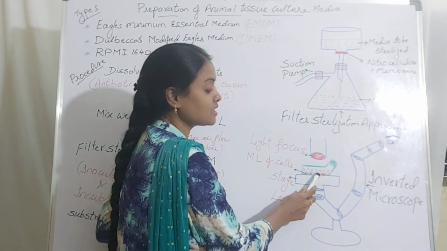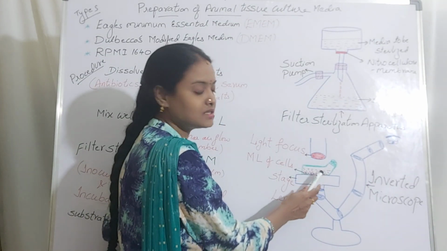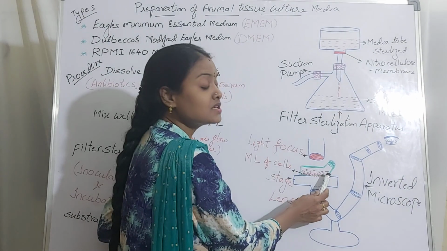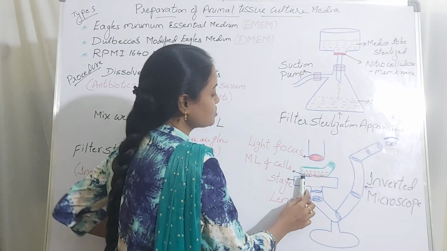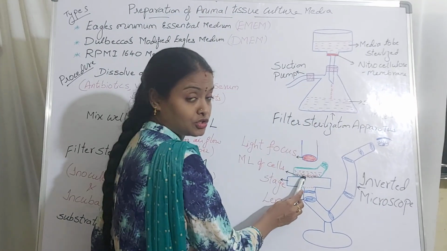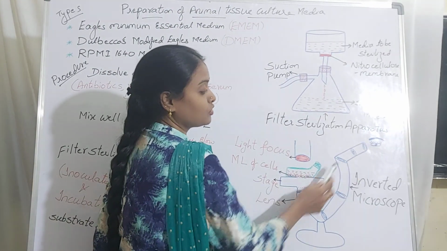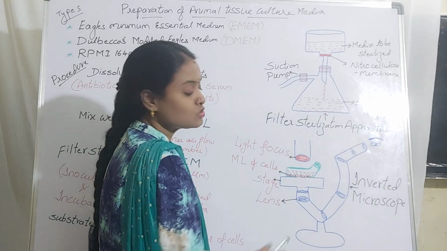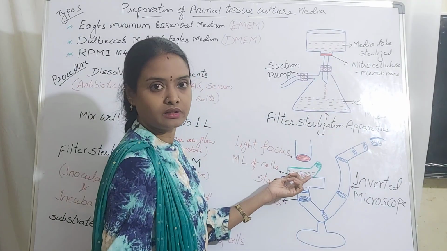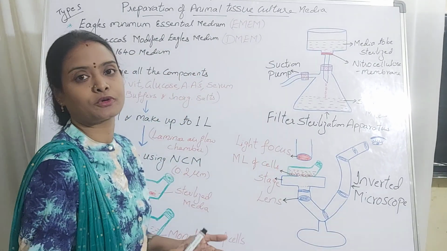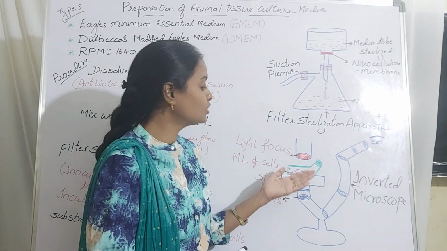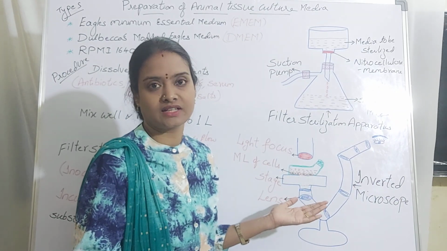As these cells are anchorage dependent cells, they have adhered to the substrate, that is the surface of the container, right? So now you can visualize these cells using your inverted microscope. Once you see the monolayer, you are going to go for the subculture process, in order to obtain your cell lines.